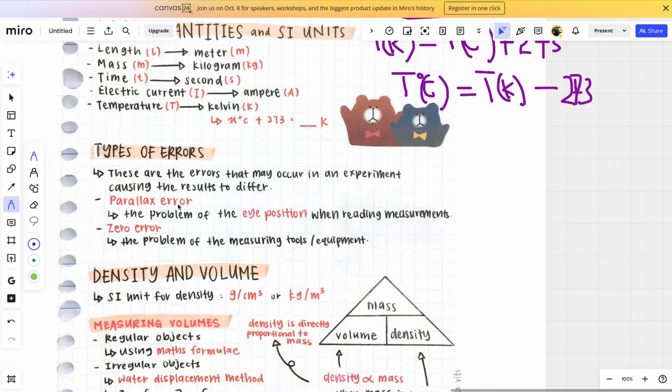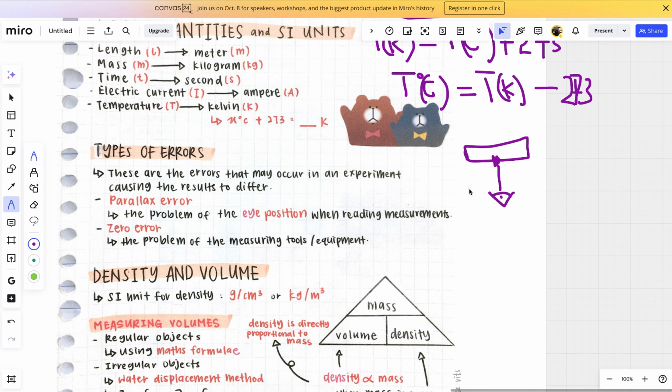One of the errors is the parallax error. What do we mean by parallax error? Error due to parallax is the way you look at the results, or the angle at which you are looking at the result. If you are making a measurement from here, your eye level must be directly here. That's when you can get accurate results and avoid error due to parallax.